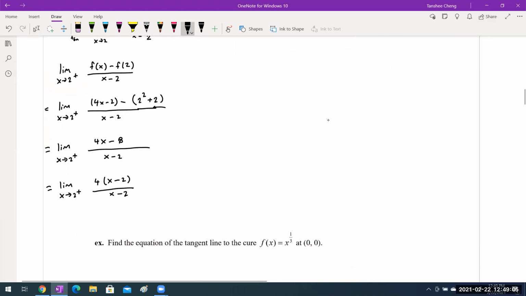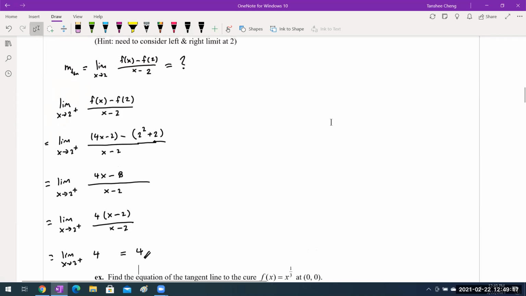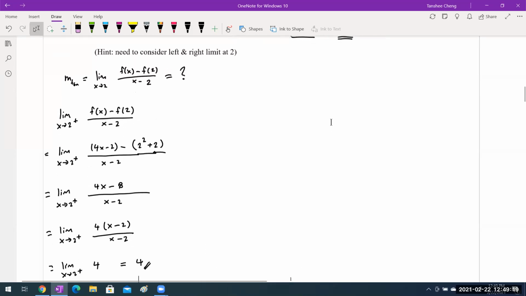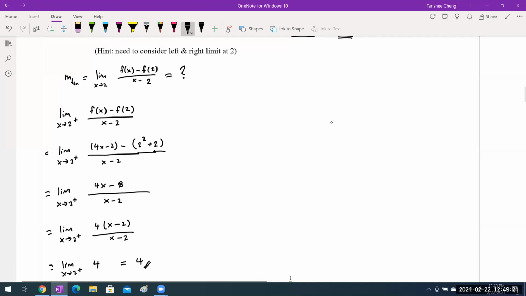So we got from here the limit as x approaches 2 from the right-hand side. That will become 4. So the limit of a constant is a constant, so I have my limit. Right? So now, similarly, for the next part, I'm going to find the limit as x approaches 2 from the left-hand side this time of the function minus f of 2 all over x minus 2.